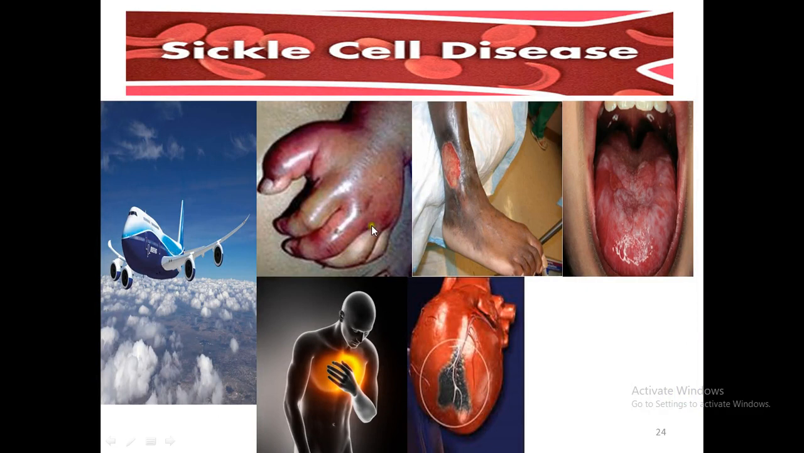So this is what you observe in the patient. If there are infarctions in the hand, then the hand swells up, becomes edematous and becomes bluish in color. Ulcers can develop on the extremities. You can see infarcts on the tongue, and here you can see an infarct in the heart. This can give rise to severe pain over the myocardium, and this can happen if the patient is flying at a high altitude where the oxygen pressure is very low.